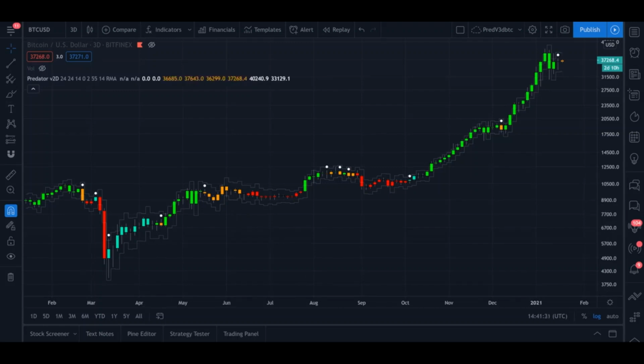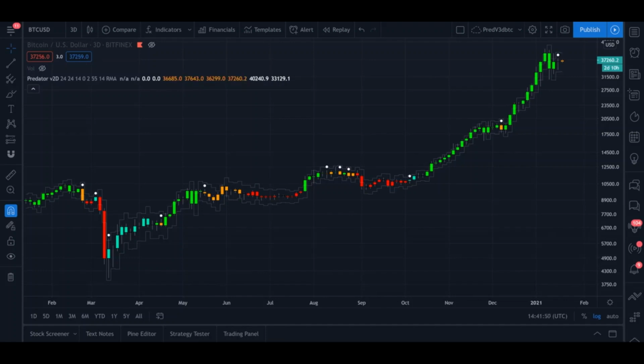Now, you can see here Predator on the chart. Here we're looking at the Bitcoin chart on a 3-day time period. Predator you can use all the way down to 30 minutes, right the way up to the weekly. Now, I'm going to talk you through the color-coded system of Predator.